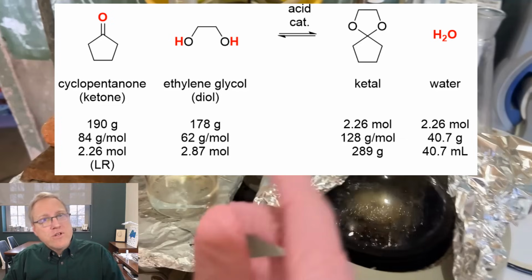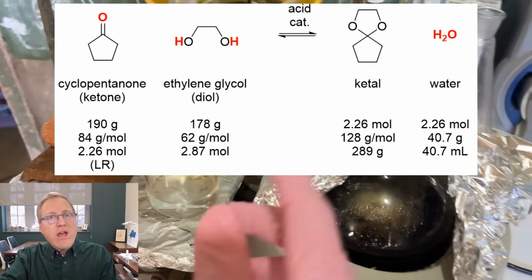So if you go to the right-hand side of the equation, if we form 2.26 moles of the ketal, then that would be ultimately, if you go through the molecular weight, 289 grams of the ketal. And if you go through the molecular weight with water, 2.26 moles of water is about 40.7 milliliters of water using the density. So he said he expected 80. By my calculations, I get 40. He saw 60. He's going to talk about maybe having a water leak later. But he's gotten a lot of water off.